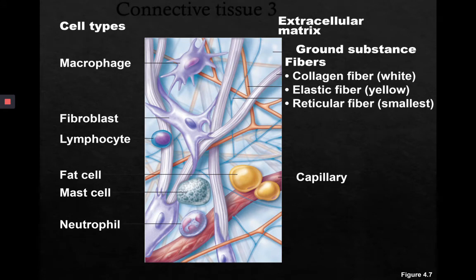Here's a basic overview of what a generalized type of connective tissue would look like. You have things like a macrophage, fat cells, capillary, different white blood cells, a mast cell, and the 3 fiber types. We see the unbranched white collagen fibers, the yellow slightly branched elastic fibers, and the reticular fibers, which again are also collagenous but much more branched and make up a network called a stroma for many of the soft organs. So that's in blue.